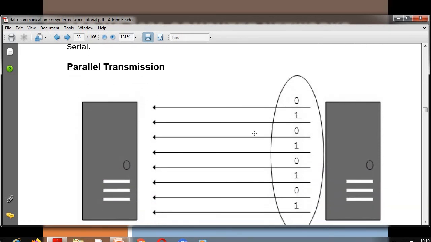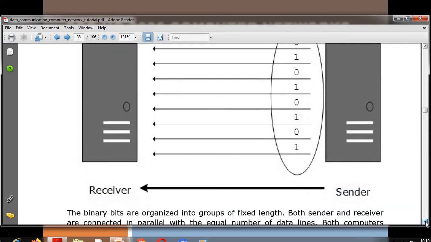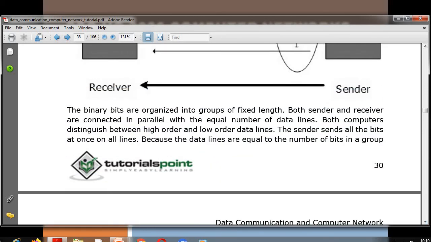In parallel transmission, at a time lots of bits are transmitted through different lines. Here we see 8 bits are transmitted at the same time over 8 lines. In this way the binary bits are organized into groups of fixed length. Both sender and receiver are connected in parallel with an equal number of data lines. Both computers distinguish between high order and low order data lines.